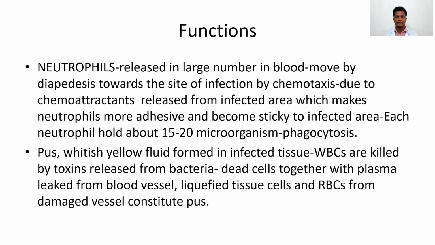First, a whitish yellow fluid is formed in infected tissue. WBCs are killed by toxins released from bacteria. Dead cells together with the plasma leaked from blood vessels, liquefied tissue cells, and RBCs from damaged vessels constitute pus.